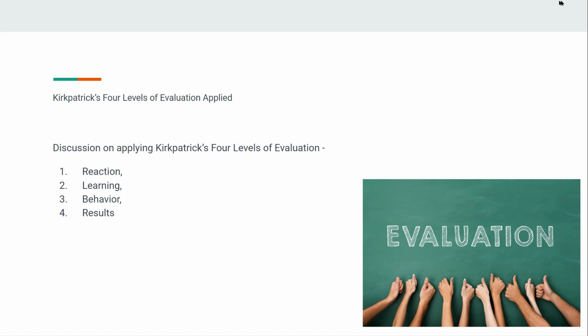Last but not least, at the results level, number 4, we'll assess the overall impact of the training on organization goals, such as enhanced community engagement and improved event management, which are 2 focal goals in our presentation. This comprehensive evaluation approach can provide us with a deep understanding of the effectiveness of our training interventions at multiple levels.